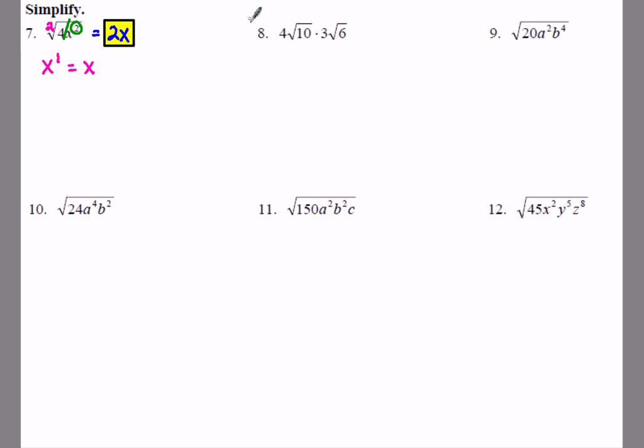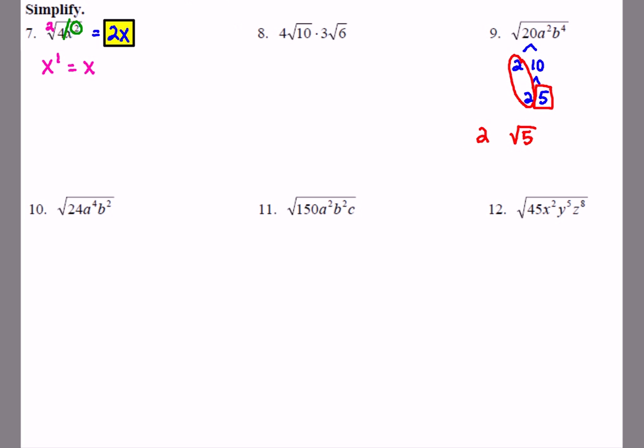So 20 is not a perfect square, so we can split that up. By doing our factor tree, that's going to be a 2 times a 10, 2 times a 5, and we get your pairs of 2's. For those pairs of 2's, the 2 is going to come outside, the 5 is going to stay underneath. So you're going to have a 2, and then we're going to have a radical 5.